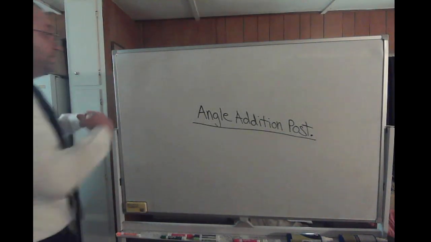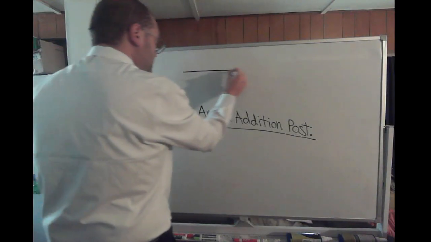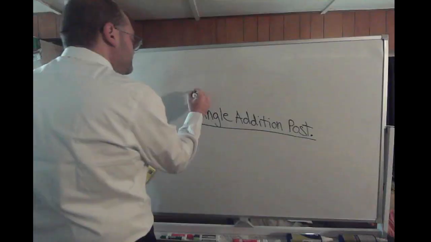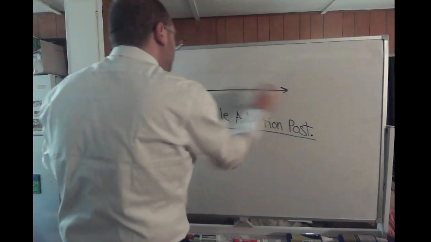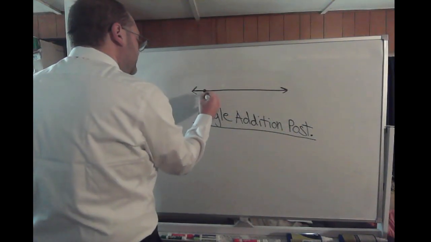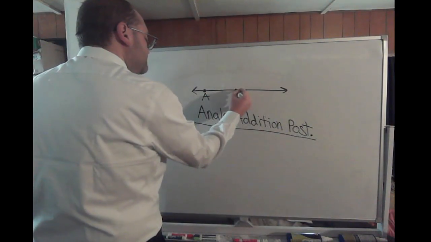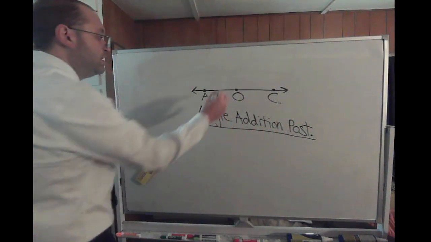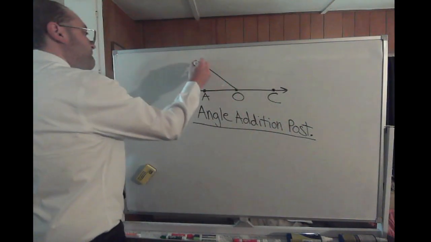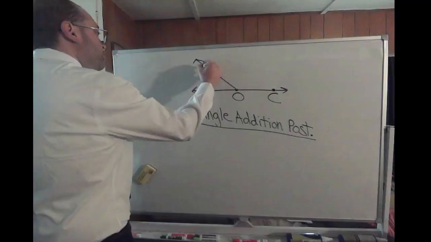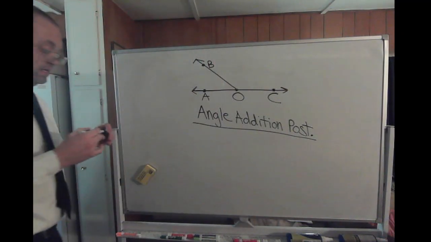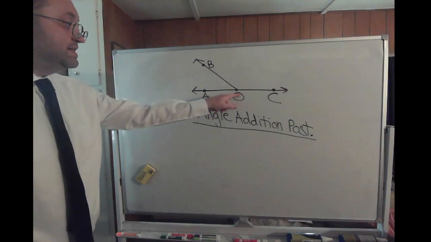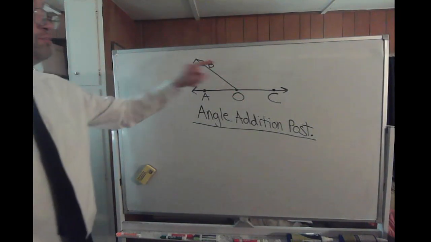This time, let's go a little lower. I don't like it up so high, so you can actually see the drawing a little bit more. Alright, here's A, here's O, here's C, and then right here we have point B. Okay. So this time we have rays OA, OC, and OB.